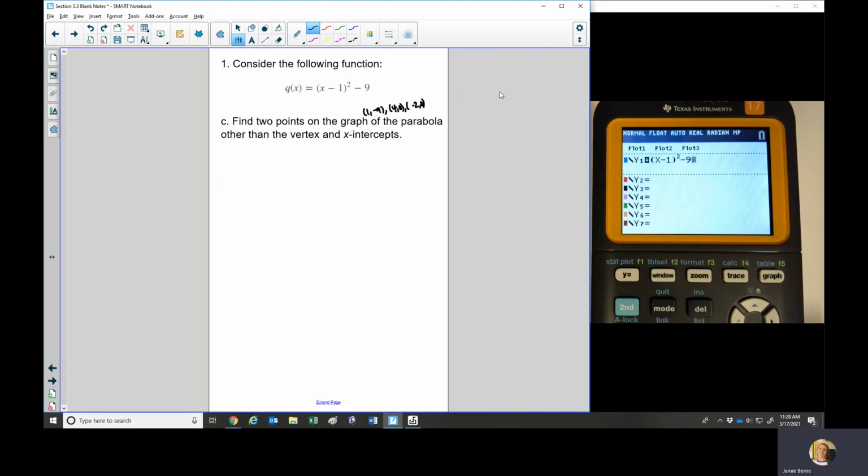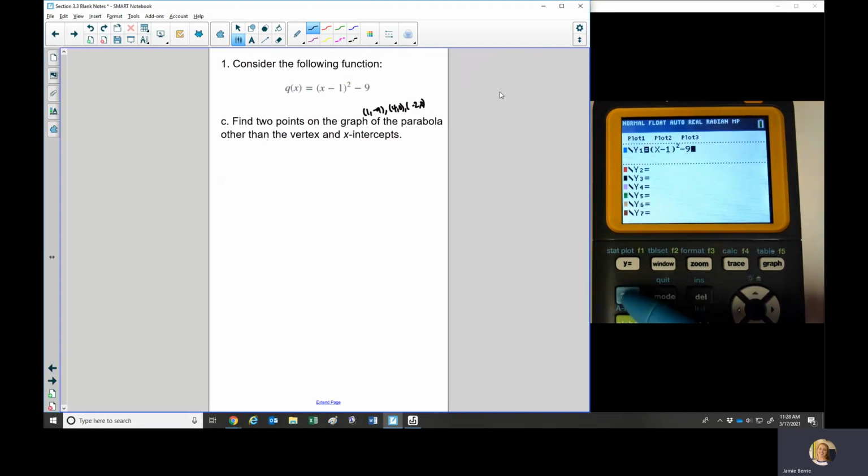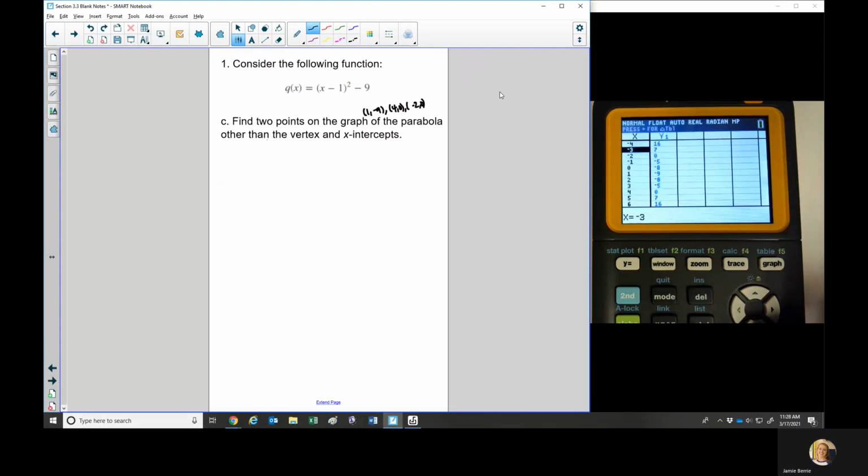So I'm going to go ahead and make my table. I'm going to go to second graph. That's going to make my table. Second graph. All right, so you can see it's already got my table populated.